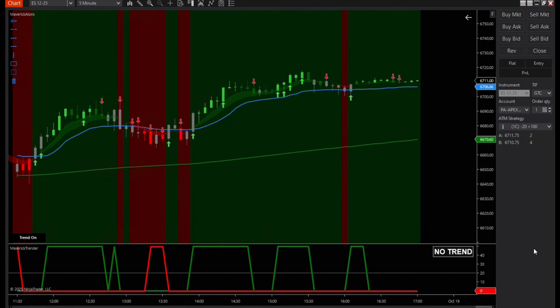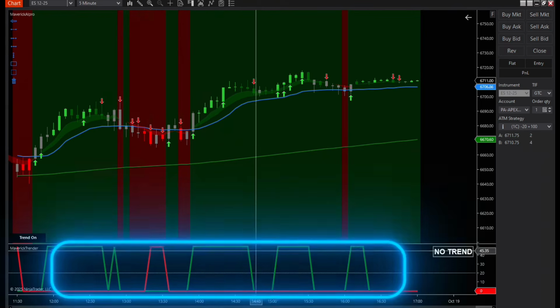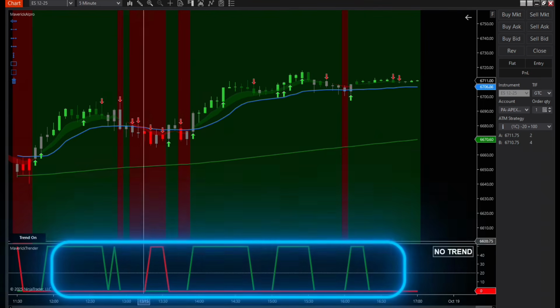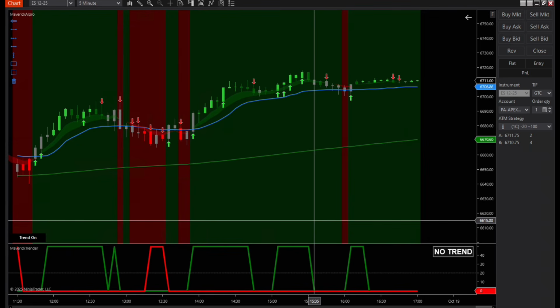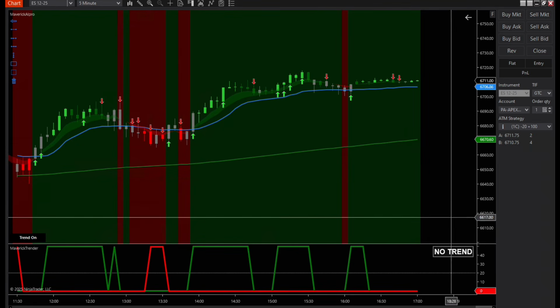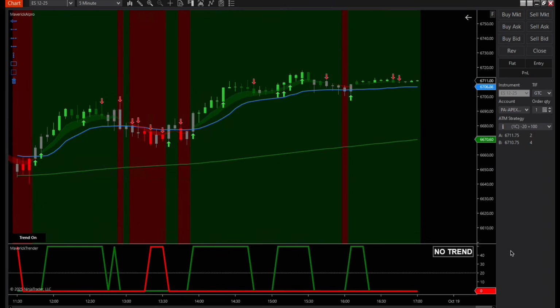Gonna make a super duper quick video on the Maverick Trender, and this is our indicator down here on the lower panel. I know I normally only post us trading using our indicators, but today's a special day, because today all our lifetime members are getting dropped 3 free indicators in a bundle, and one of them is the Maverick Trender.